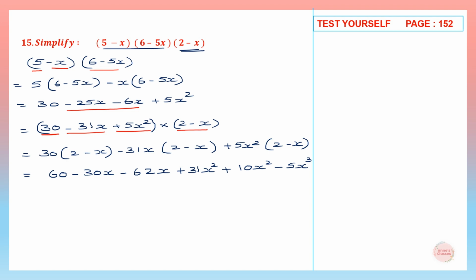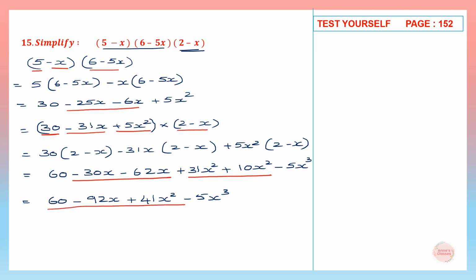So now we have it all. Let's look for like terms. So here we have minus 30x minus 62x. And here we have 31x square and plus 10x square. So let's write everything else. So this is 60, minus 30 minus 62 is minus 92x. Signs are the same, so we put the same sign and add. 31x square plus 10x square, 31 plus 10 is 41. So 41x square minus 5x cube. So now we have our answer here: 60 minus 92x plus 41x square minus 5x cube.